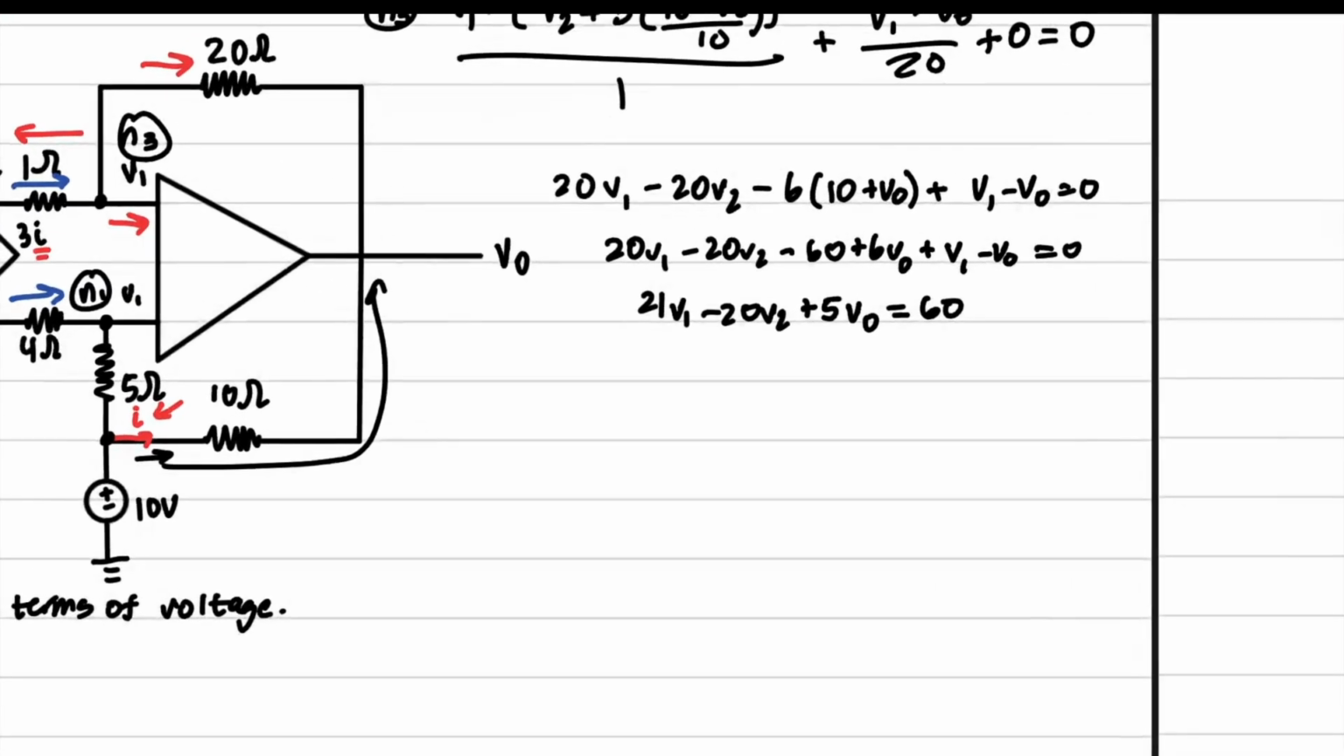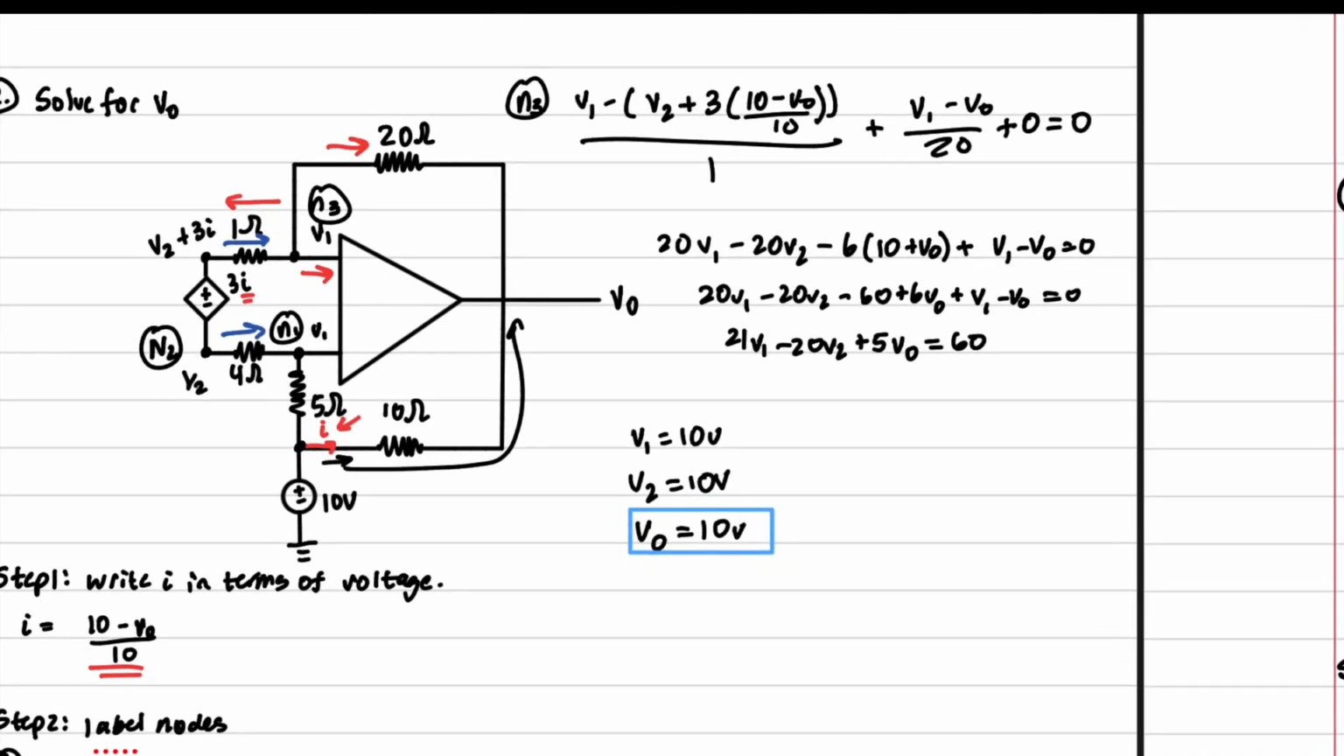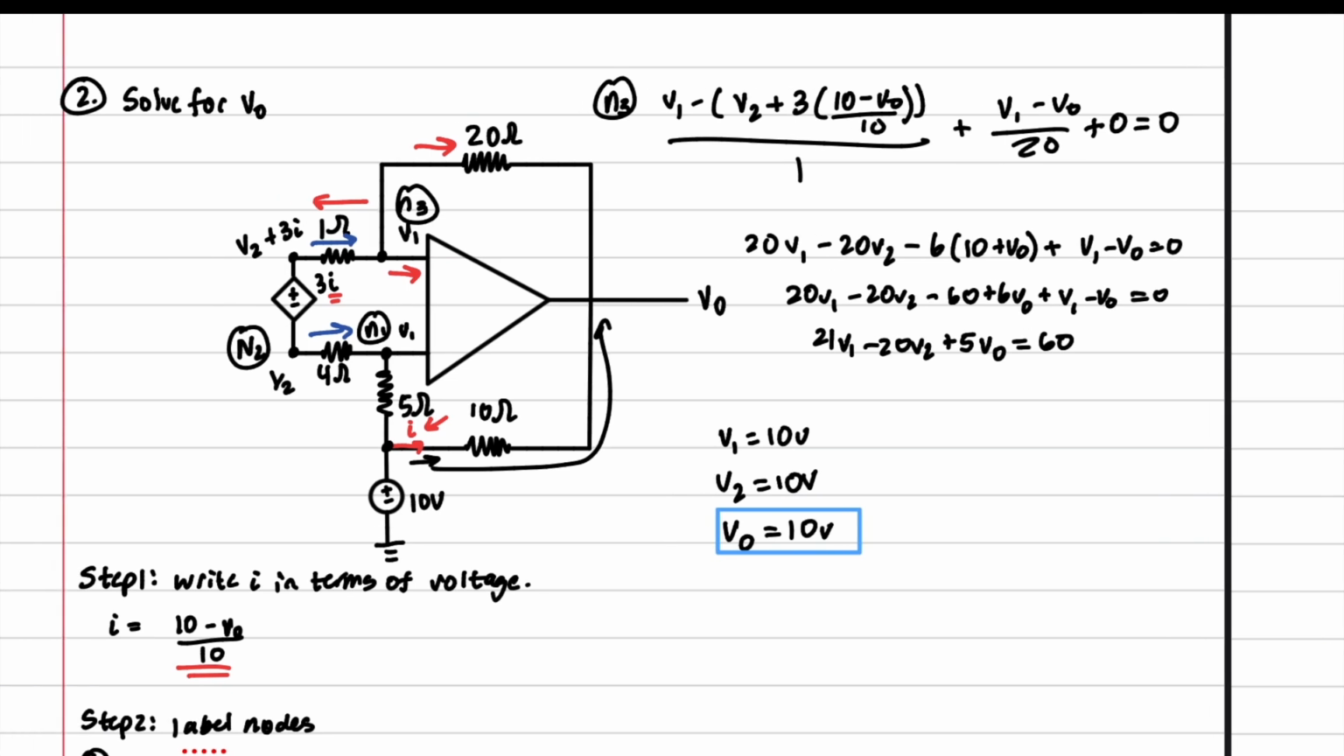And if we plug this all in, we get V1 is equal to 10 volts, V2 is equal to 10 volts, and V3 is equal to 10 volts, or V0 is equal to 10 volts. And so our answer is 10 volts. And feel free to check this at the end. And that's it for this video.